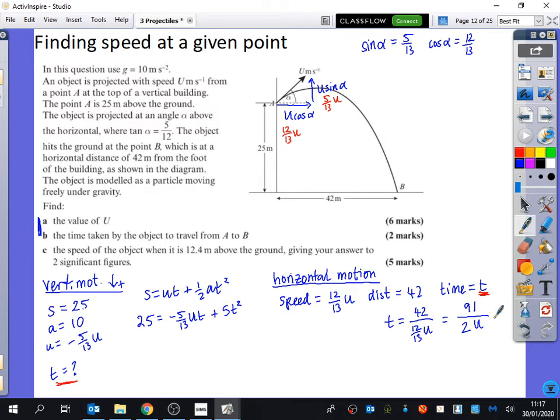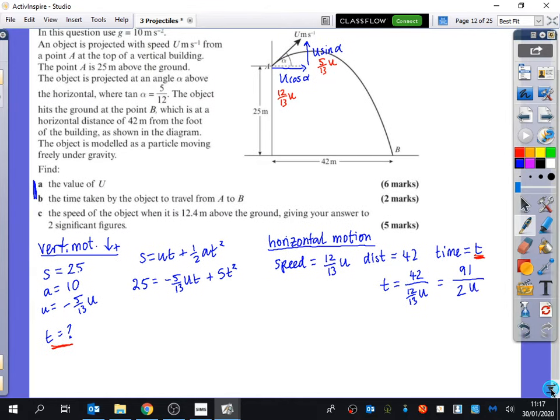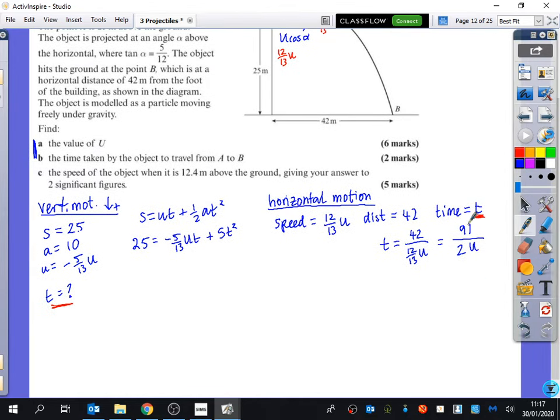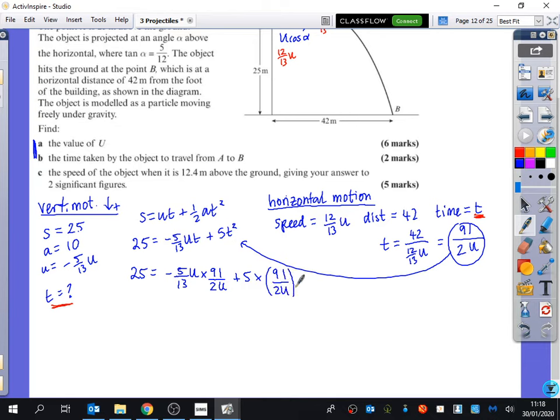Well, that means we can come back over here. Where's the page extender gone? And we can substitute this into here. So 25 equals minus 5 over 13 u multiplied by 91 over 2u plus 5 times this thing squared. And now we're happy with that, because it's just an equation with one unknown in it. So I'll give you a chance just to write some of this down.